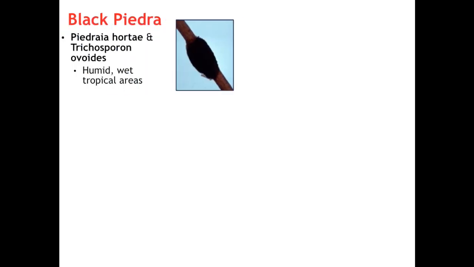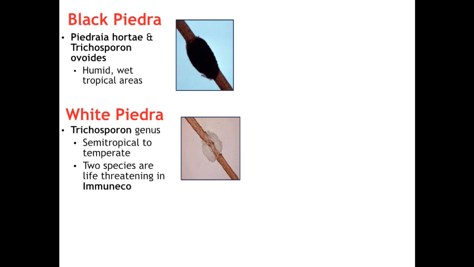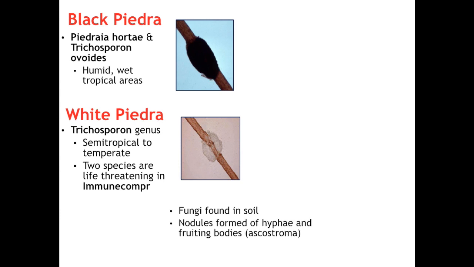And finally, to round out our superficial fungi, we have black and white Piedra. The etiology for black Piedra is Piedraia hortae, and Trichosporon ovoides, typically found in humid, wet, tropical areas. For white Piedra, it is the entire Trichosporon genus, found in semi-tropical to temperate climates. Now, these two fungi are both found in the soil, and the KOH preps that you see in the inlets are actually their nodules formed around the hair shaft.